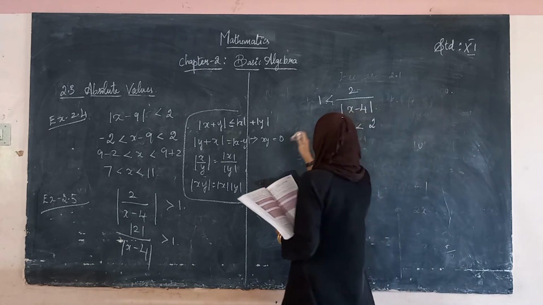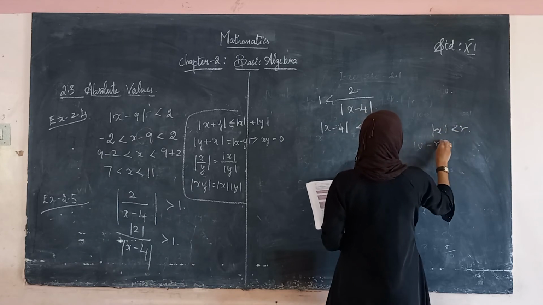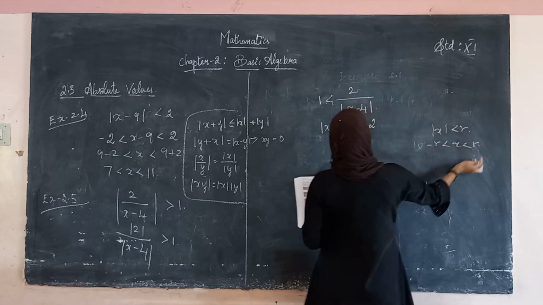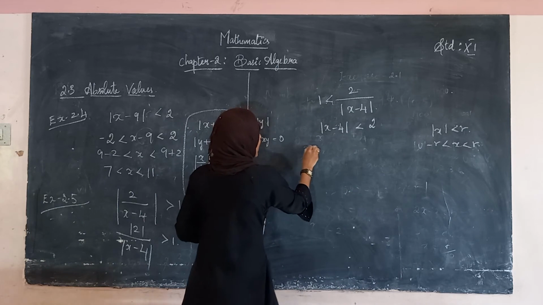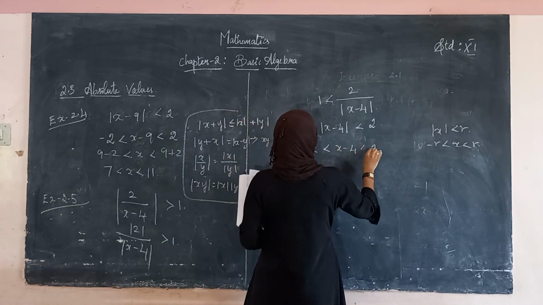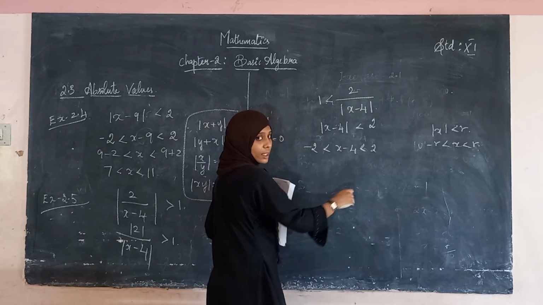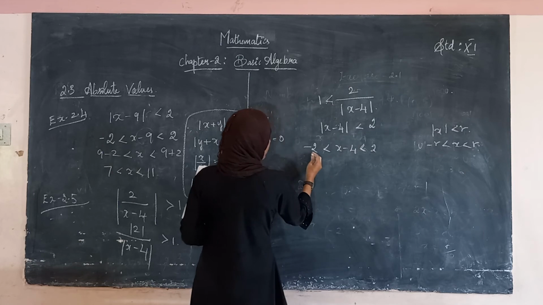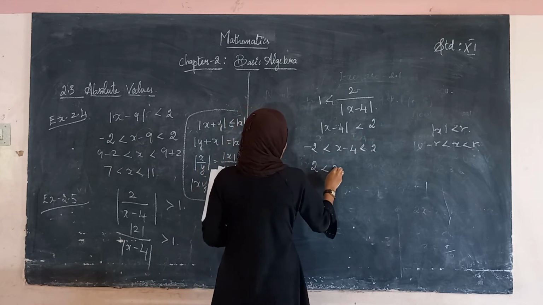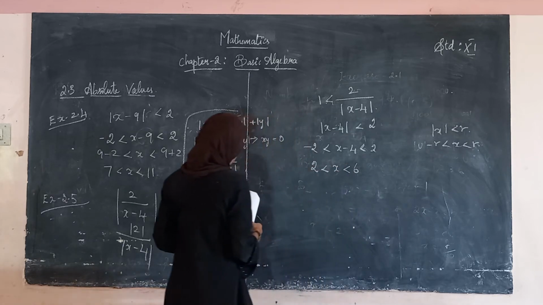So remove the modulus. We already know modulus of x less than r means minus r less than x less than r. Using this we can change this to minus 2 less than x minus 4 less than 2. Now we can solve this easily. How? Bring this minus 4 this side and that side it becomes plus 4. Therefore 4 minus 2 is 2, less than x less than 4 plus 2, which is 6.